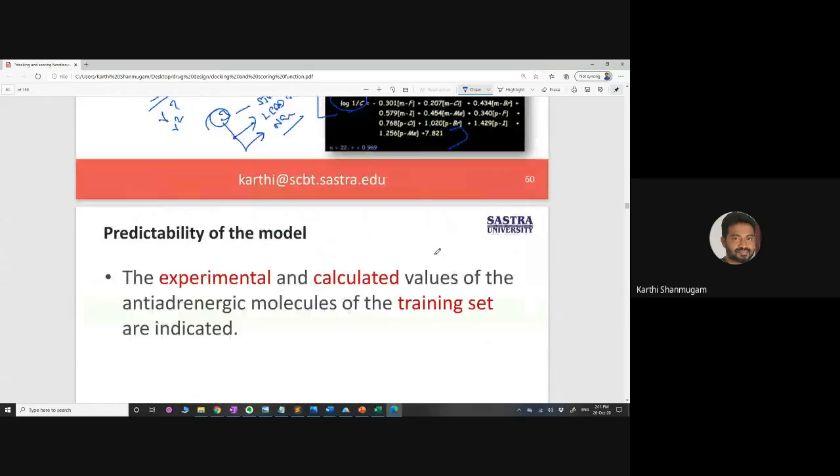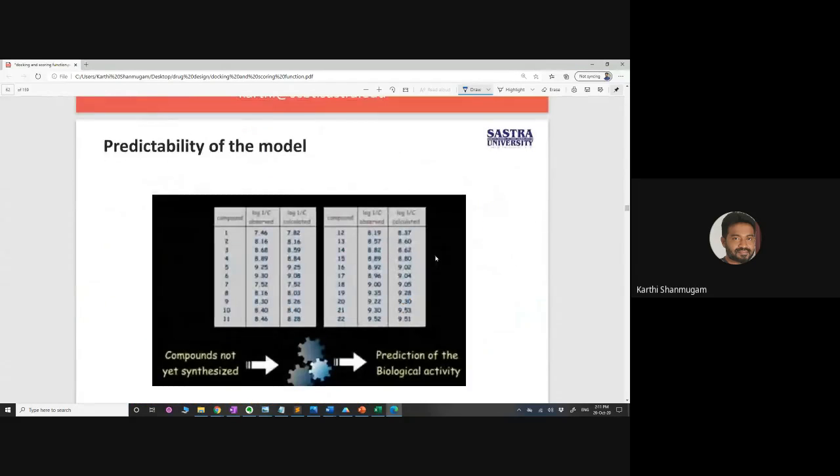So we have 22 compounds that were taken by Free-Wilson for his analysis. Here we have two more columns. This is a very important column for understanding the predictive power of his model. This column corresponds to the observed value. The observed value, OBS, is the experimental value. It's a wet lab technique. We have to do the experiment to find out the experimental value.